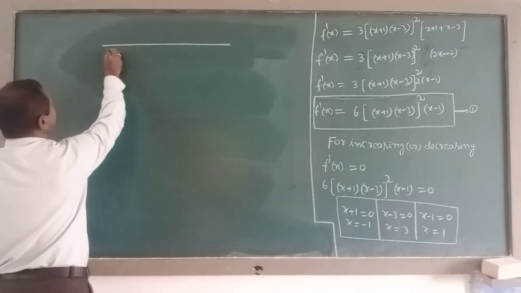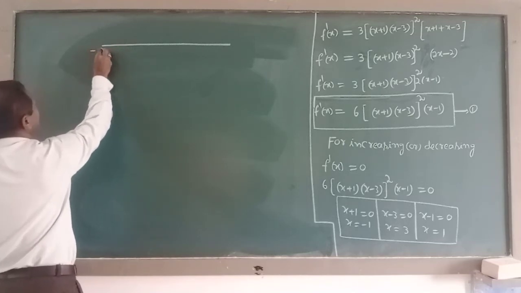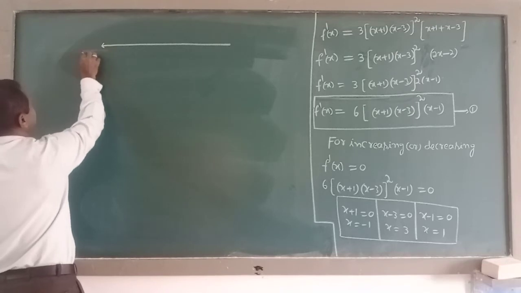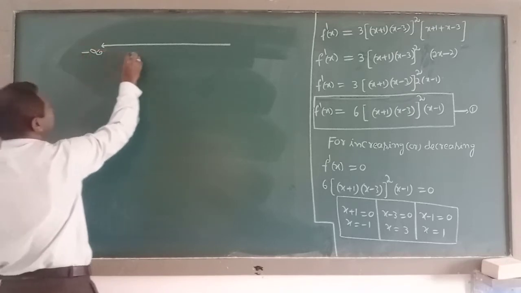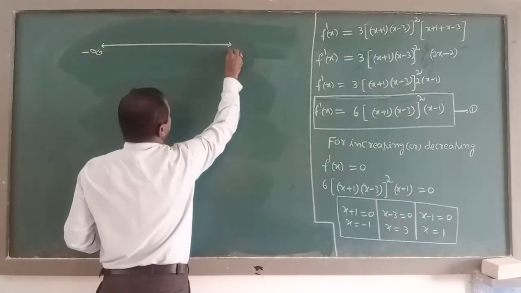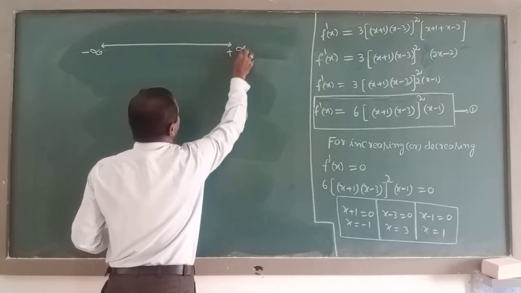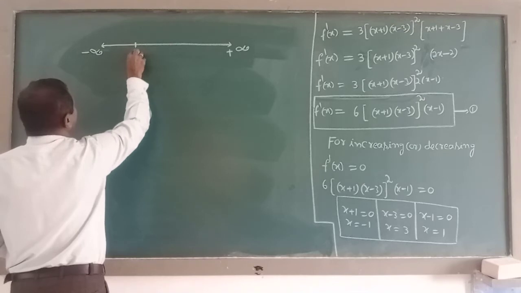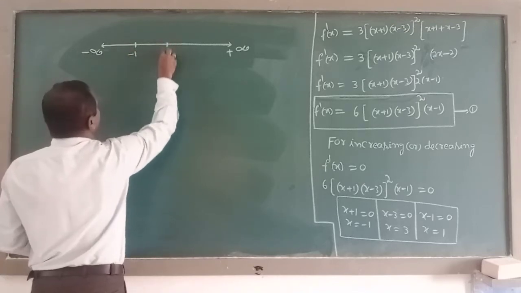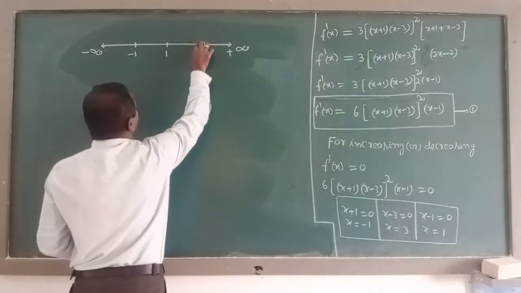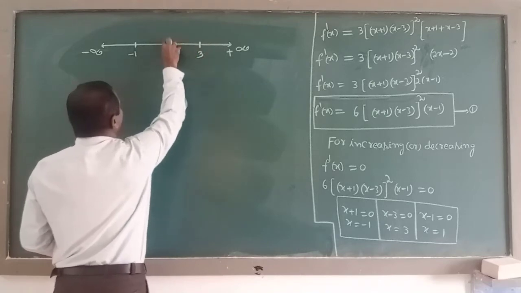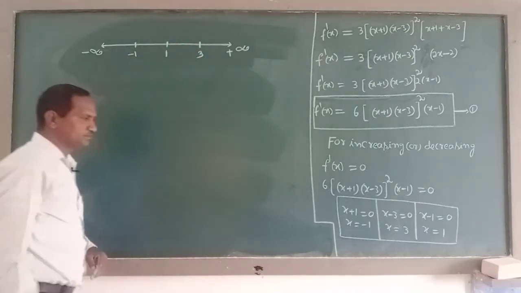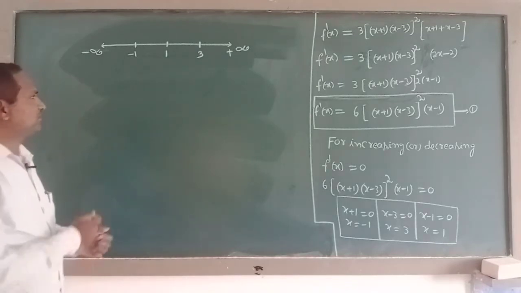Minus 1, here one side is minus infinity, this side is plus infinity, here minus 1, here plus 1, here plus 3. Totally we have four intervals here: 1, 2, 3, 4.